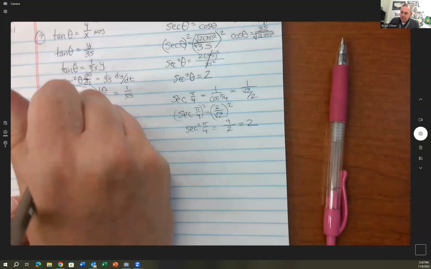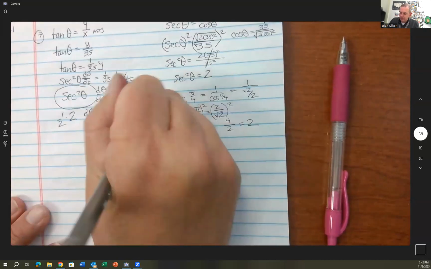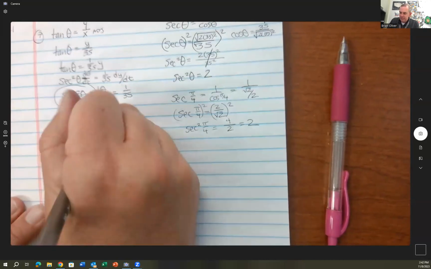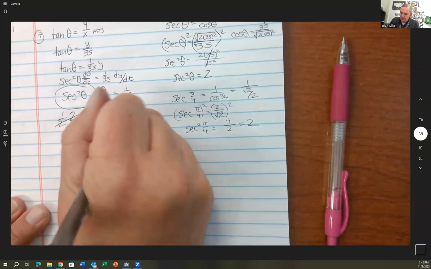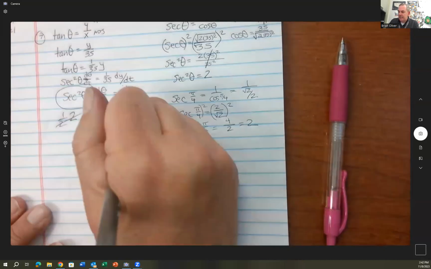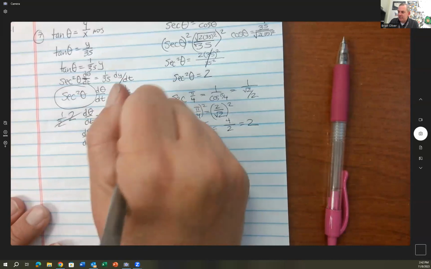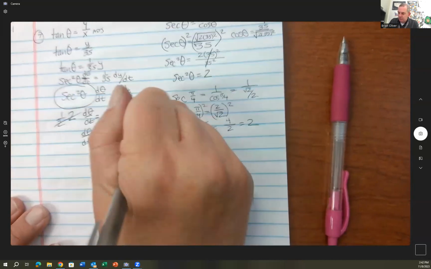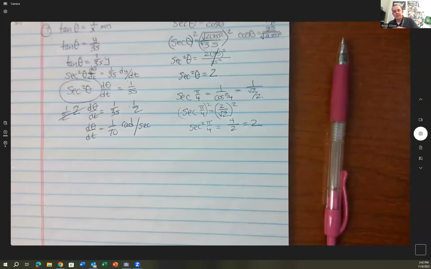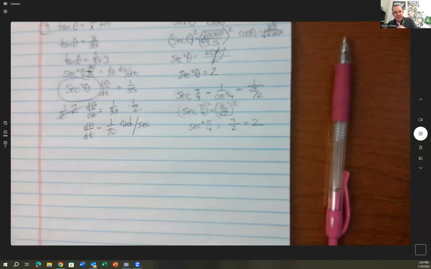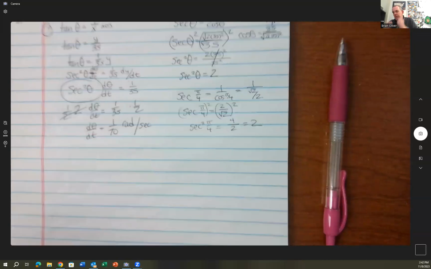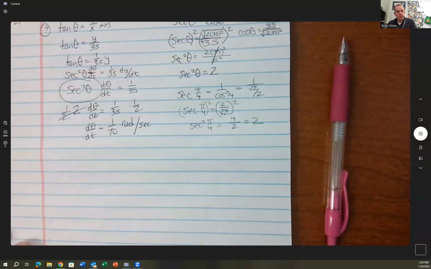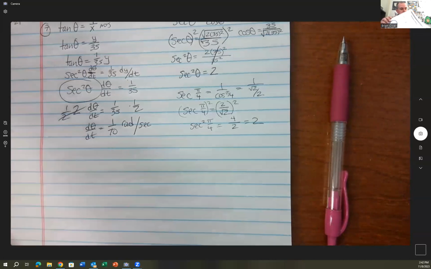I'm going to multiply both sides by 1/2. And that's going to tell me d theta dt equals 1/70th. Since we're talking about angle measurements, it's radians per second. 1/70th of a radian per second. What it's doing in this case is, how fast is it going up when we're raising it? It's going up at 1/70th radian per second. So that's the answer to number 7.